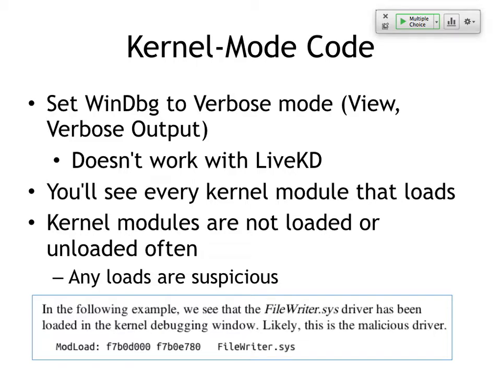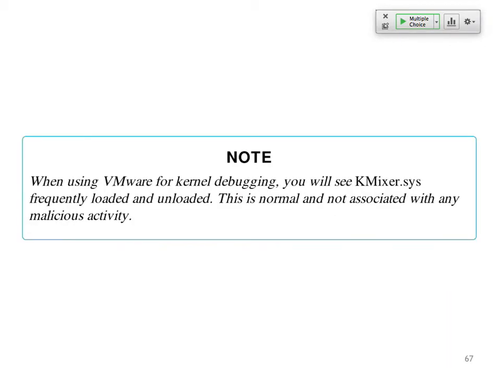So anyway, with kernel-mode code, you can turn on this verbose mode if you have a live kernel debug, and then it will show you every kernel module that loads. Typically, kernel modules should never load unless you're plugging in new devices or something. So anything that appears is probably the result of malware pretending a new device is there, because typically by the time you boot up, you have all the devices you're going to have. Except for VMware. VMware will keep loading something called kmixture.sys that will go in and out. It has to do with whatever VMware is doing. But anyway, that's a fact.